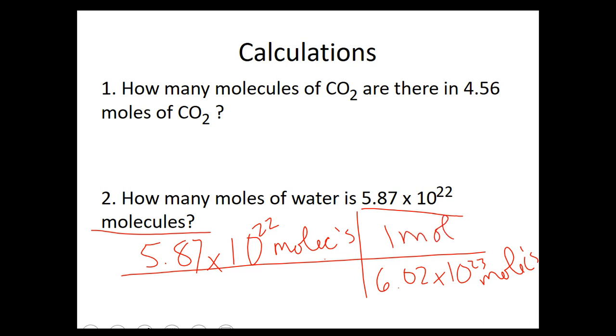All right, so let's make sure we can get the same answer here. So you type in 5.87, find your second button, type the EE, the power it's raised to, 22, and now we need to divide because that 6.02 is at the bottom here. Divide 6.02, second, find your EE, and 23, and hit enter. And you should get 0.0975, but I'm going to round that to 98. And molecules canceled, so we're left with the unit of mole.